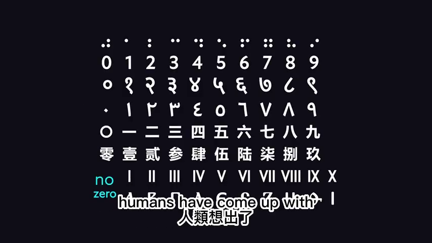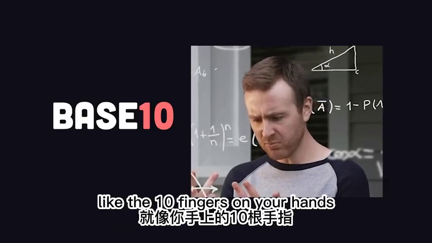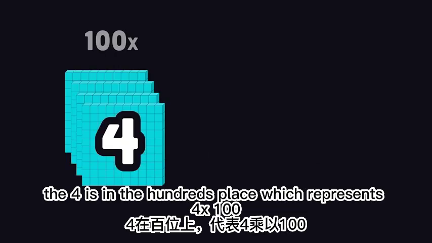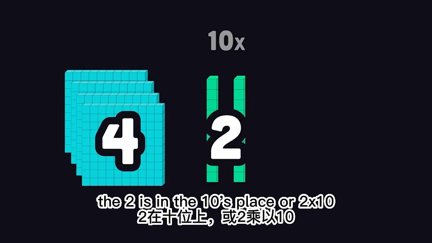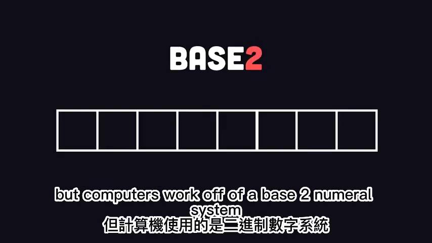Throughout history, humans have come up with all kinds of clever ways to count things, but almost all of them use base 10 like the 10 fingers on your hands. Like in the number 423, the 4 is in the hundreds place, which represents 4 times 100. The 2 is in the tens place, or 2 times 10. Then the final number is multiplied by 1. But computers work off of a base 2 numeral system.